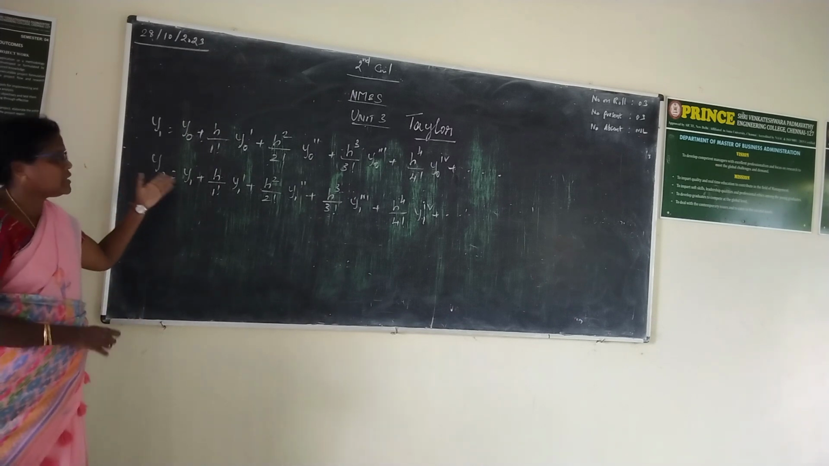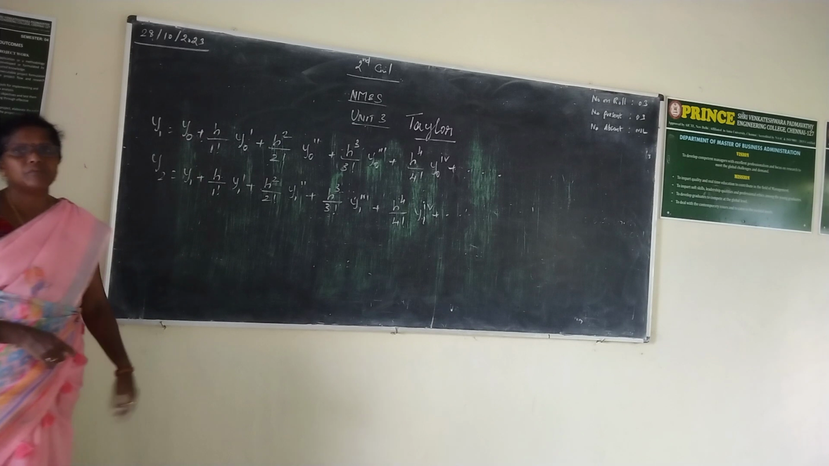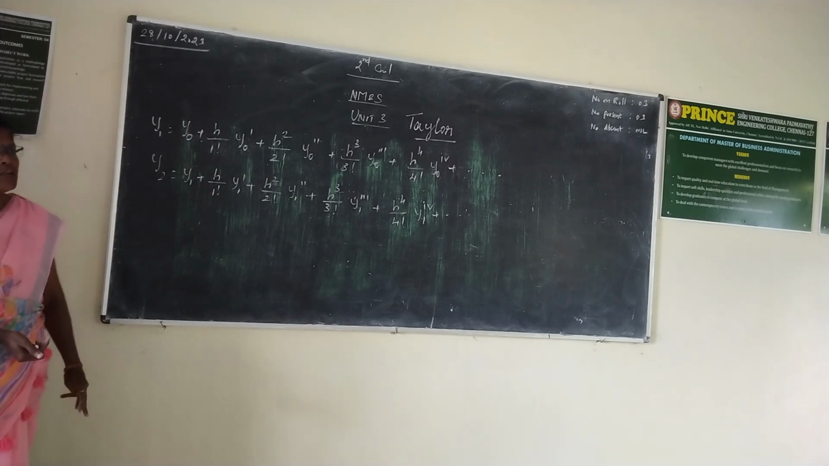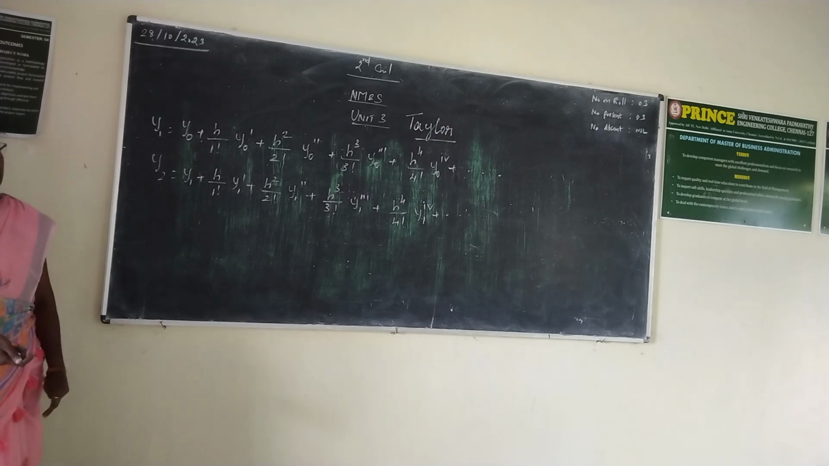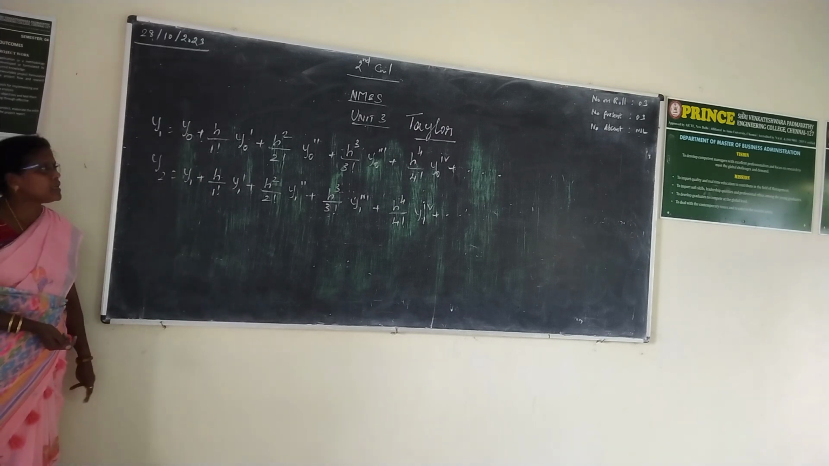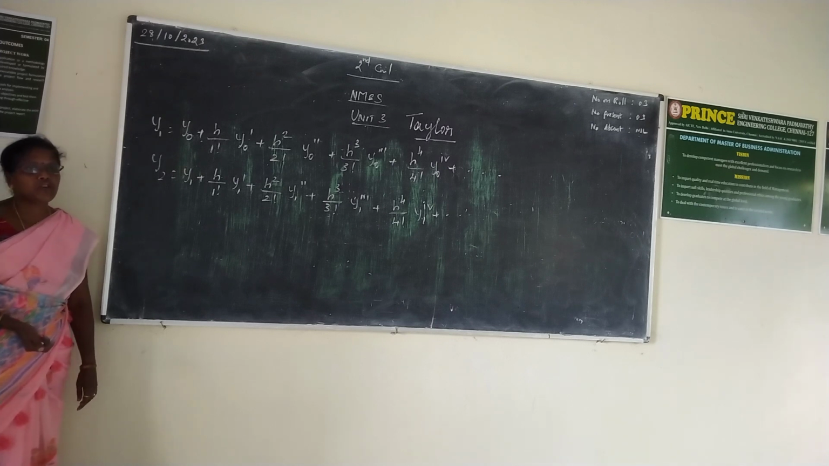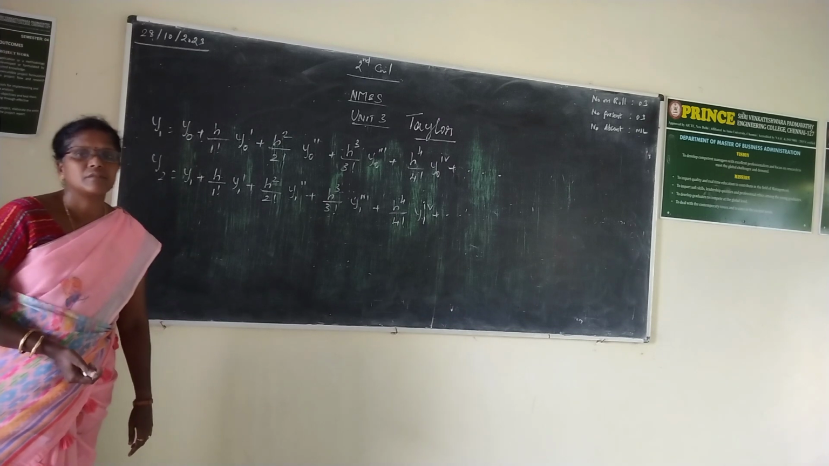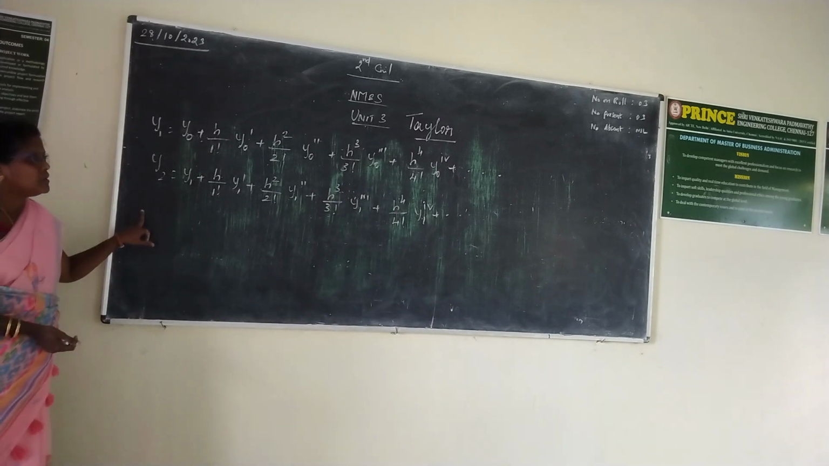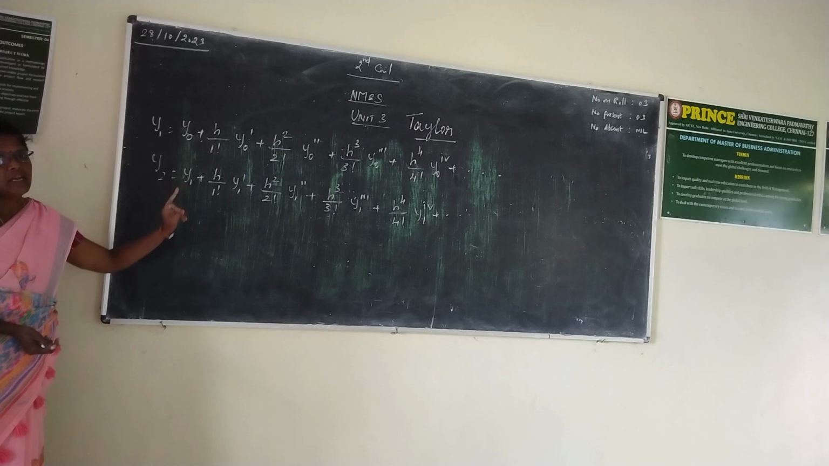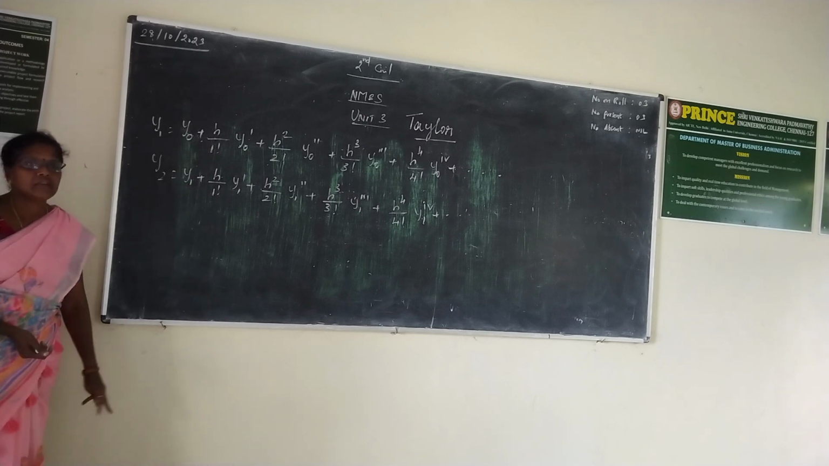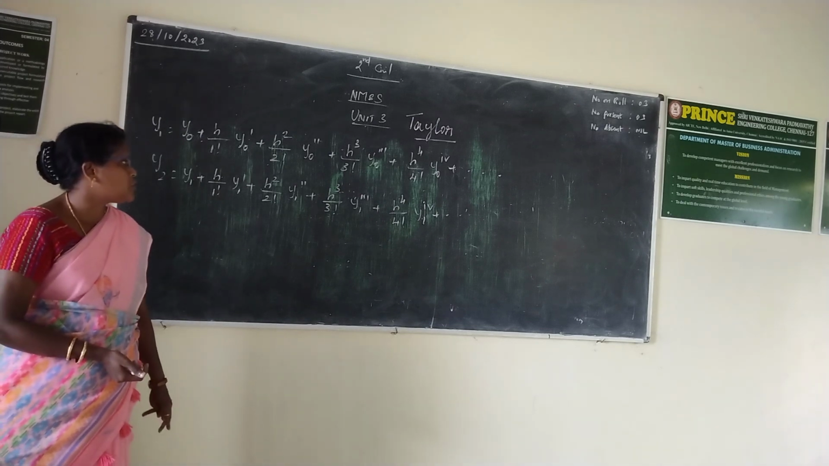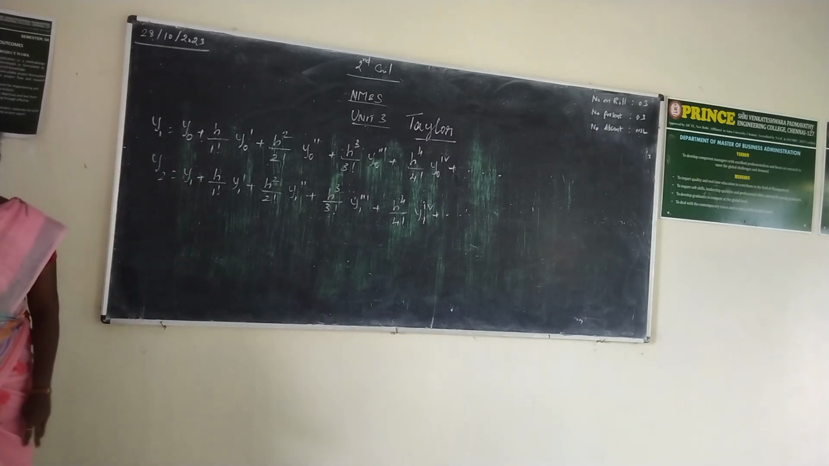Taylor series method. So write y1 equal to, what is the formula? y1 equal to y0 plus h by 1 factorial into y0 dash plus h square by 2 factorial into y0 double dash plus h cube by 3 factorial into y0 triple dash, and so on. Similarly y2 equal to y1 plus h by 1 factorial into y1 dash plus h square by 2 factorial into y1 double dash plus h cube by 3 factorial into y1 triple dash, and so on.